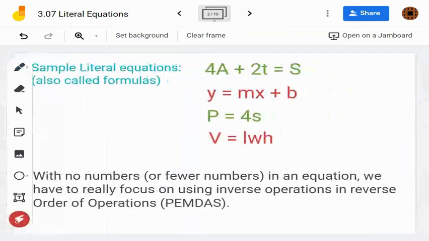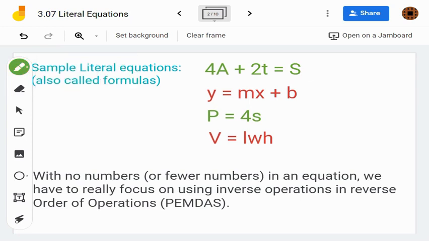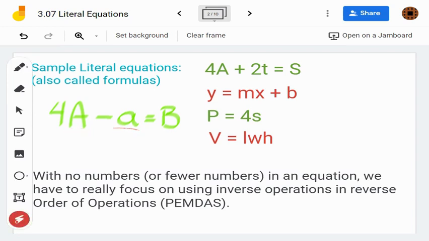You can see, for example, y equals mx plus b has no numbers in it. But some others, like this top one, 4a plus 2t equals s. It's important to note that capital letters are different than lowercase letters. Maybe I'll make up another example here. You could have, say, 4A minus lowercase a equals b. That would be a literal equation or a formula, and in this case, the capital A and the lowercase a represent different variables. So just keep that in mind.